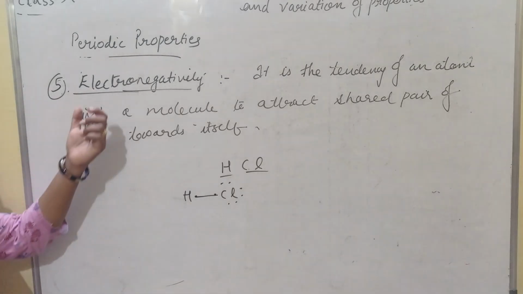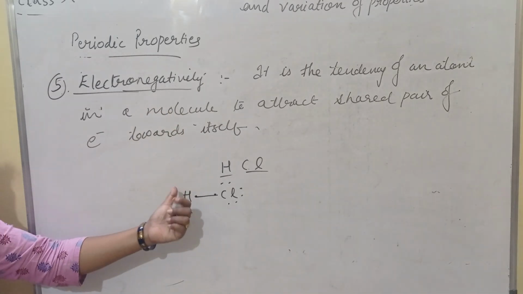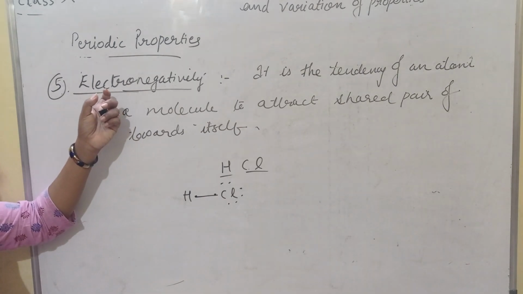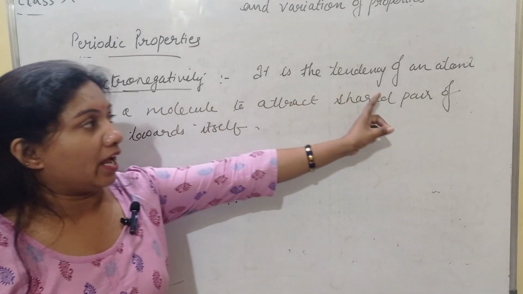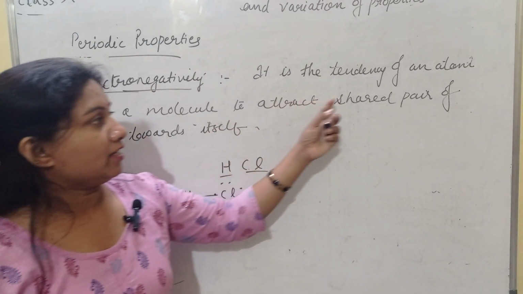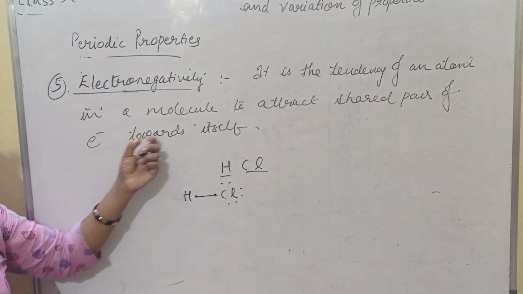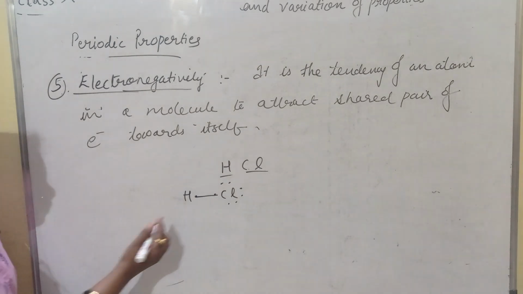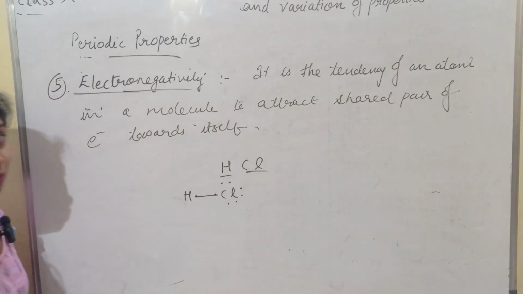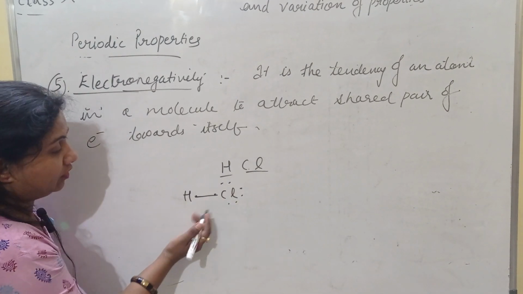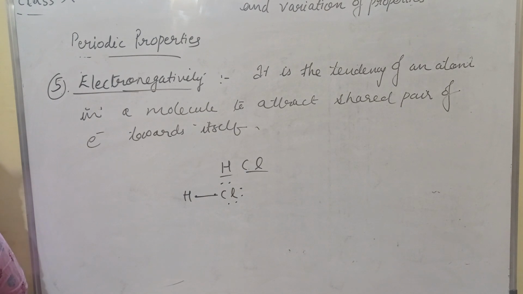But what we have to see is electronegativity, in terms of this example. Why we have taken this example? Just to get an idea of electronegativity. It is a tendency of an atom in a molecule, this is a molecule and these are the atoms, to attract shared pair of electron towards itself. This is the shared pair of electron, and what happened to this shared pair? The atom which is having more electronegativity value, it will attract the shared pair of electron towards itself. So this is electronegativity. It doesn't have any unit.